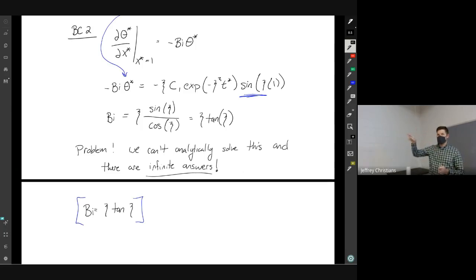Because tangent repeats, just like sine and cosine repeat every 2 pi. So we can solve it and we'll get a new solution for this equation every 2 pi. Which is a little unfortunate because that means we have infinite solutions to this thing that we wanted just one solution for. We can't solve it analytically, like we can't algebraically rearrange it and get a C equals some equation. So the only way to solve this is by guess and check, to solve it numerically.